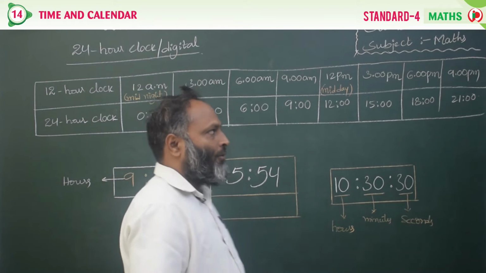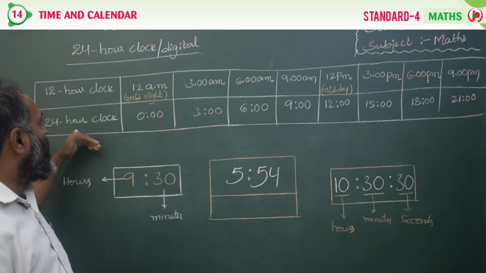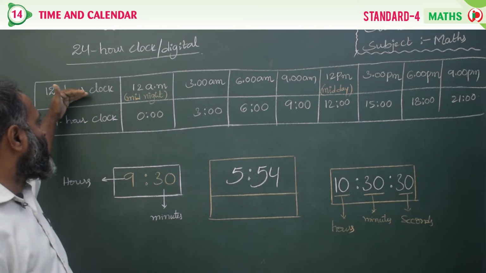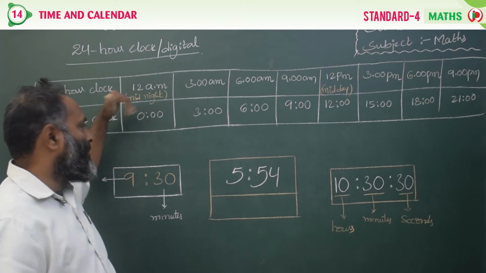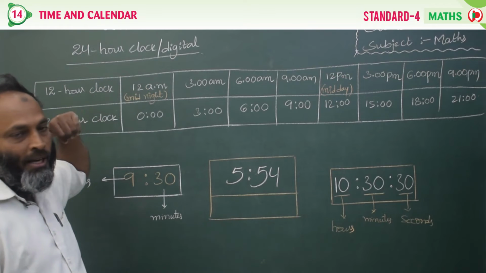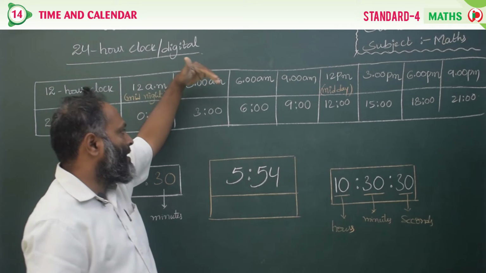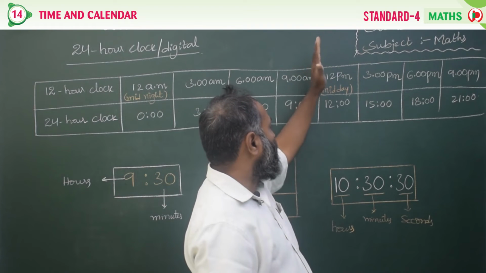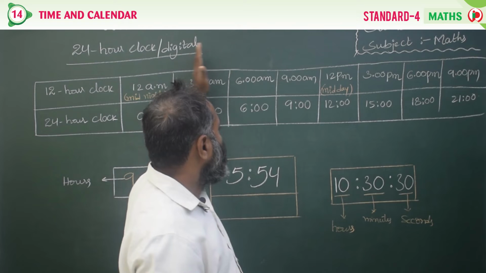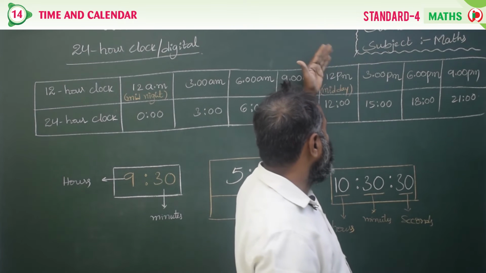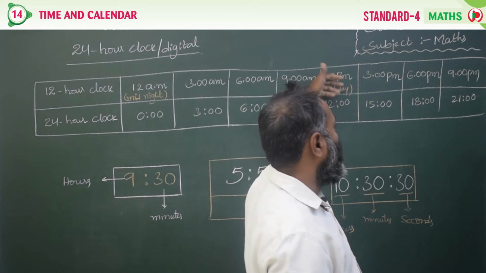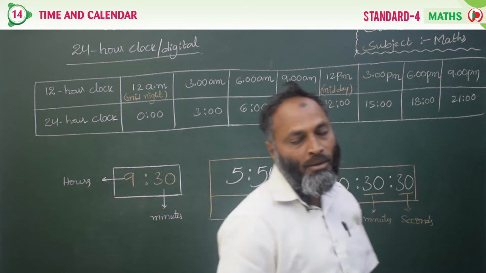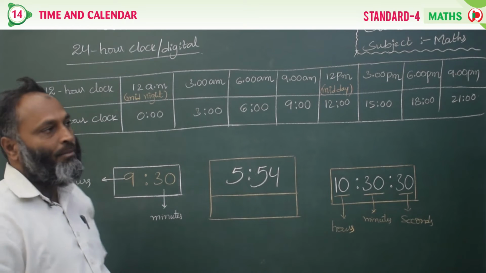Now here one table is given. In that table 12 hours clock and 24 hours clock format is given. In the 12 hours clock, 12 AM is midnight, 3 AM is night, 6 AM is early morning, 9 AM, till here the AM session. From here midday, 12 noon, then 3 PM, 6 PM, 9 PM. All these are PMs. Some AMs are given and some PMs are given.